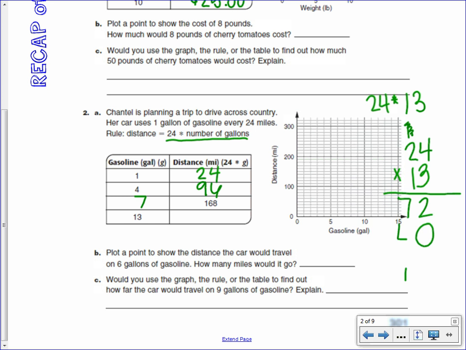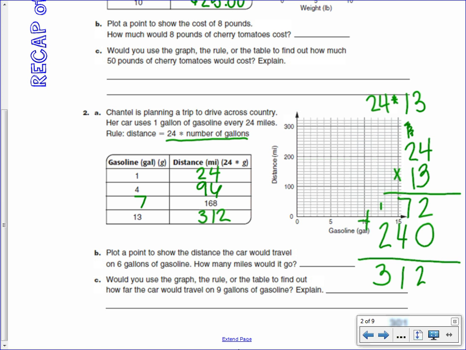1 times 4. 1 times 2 is 2. We have to add these together. Sorry, I forgot to erase this little line down here. 312. Can you also do 168 times 2 minus 24? You could. That'd be a couple more steps, but yes, that would get you the same answer.